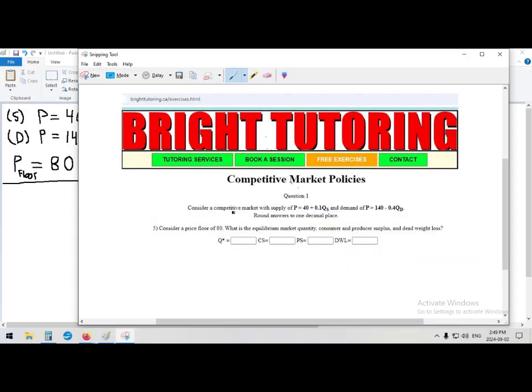So here's the question. Consider a competitive market with a supply curve of P equals 40 plus 0.1 times quantity supplied, and a demand curve of market price P equals 140 minus 0.4 quantity demanded. Consider a price floor of $80. With that, what we have to figure out is how the market equilibrium quantity, consumer and producer surplus, and deadweight loss change. So to start this off, let's find the competitive market equilibrium and then see how that compares to a price floor equilibrium.